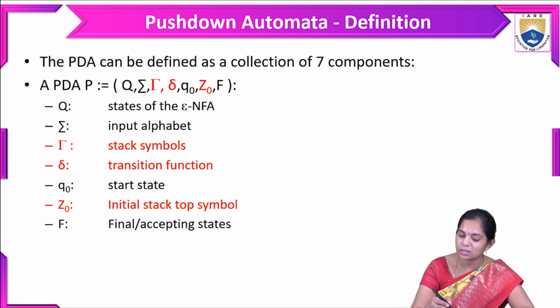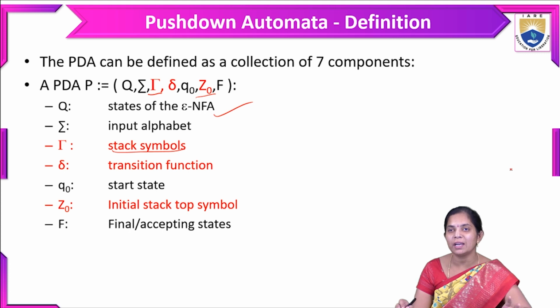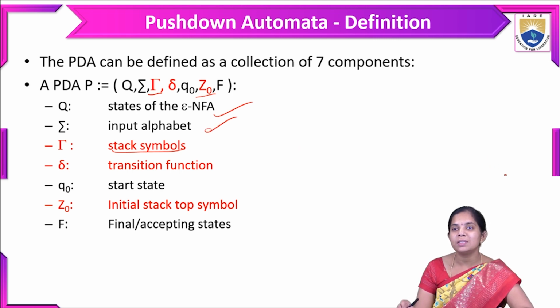So what are those? One is the tuple, stack symbols, and here Z0. Z0 is the initial stack symbol. So these two are involved here. And here we will discuss the states. Q is nothing but a finite set of states, as in the DFA and the epsilon NFA, non-deterministic finite automata. And sigma represents the input alphabet.